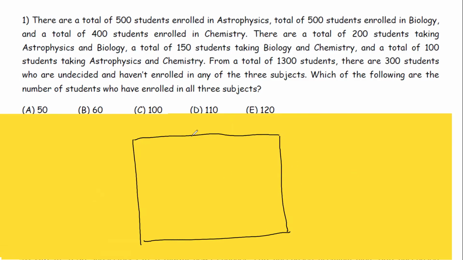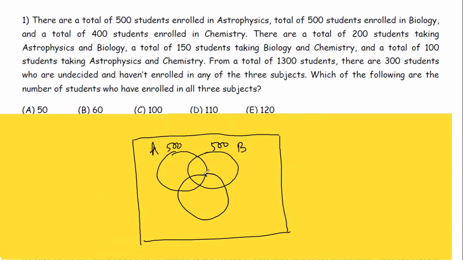And they're saying there are a total of 500 students enrolled in astrophysics. So that's a circle for astrophysics. Then we have a total of 500 students enrolled in biology. So that's a circle for biology. And a total of 400 students enrolled in chemistry. So now we have this circle for chemistry. And there are a total of 200 students taking astrophysics and biology. So this and this together is 200.